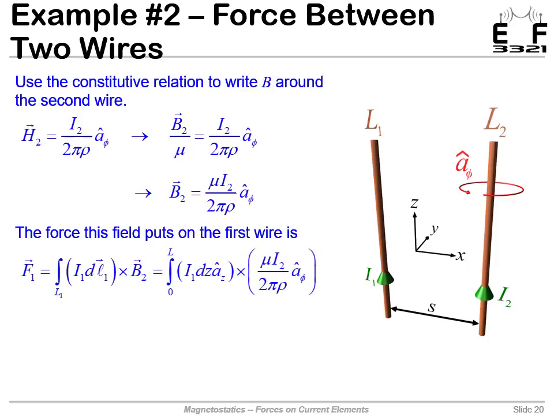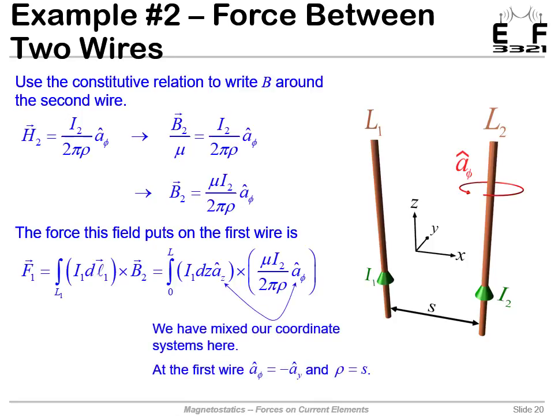So we plug in our expression for I1 dL1. I1 is still just I1, but dL1 is in the z direction, and of course has a length of dz. Our B2 field, we derived an expression up here for that. That's the field put off by the second wire.